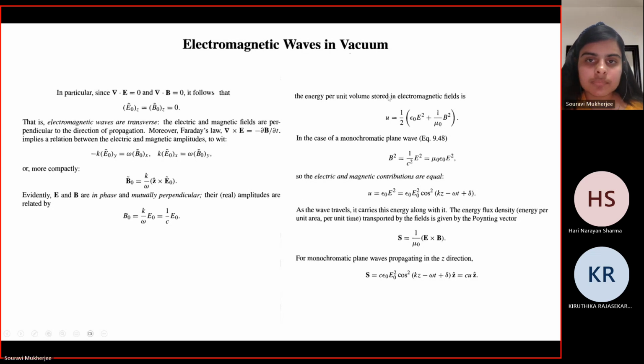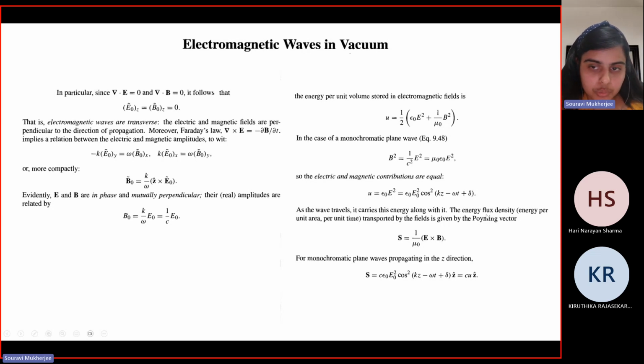Now, what is the energy per unit volume stored in the electromagnetic fields? In electrostatics, we saw that the energy density is given as half epsilon naught E square. Similarly, for magnetostatics, we have B square by 2 mu naught. Now, because you have electromagnetic waves, you have contributions from both electric and magnetic fields. What's interesting to note is that the electric and magnetic field contributions are actually equal. So this is how the energy will travel.